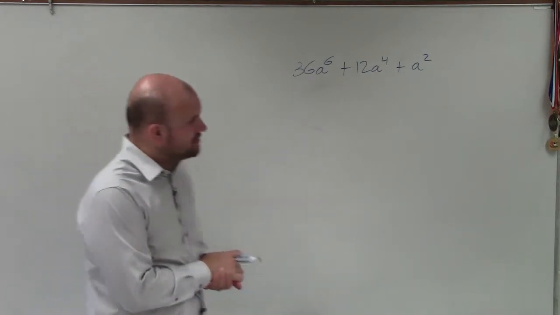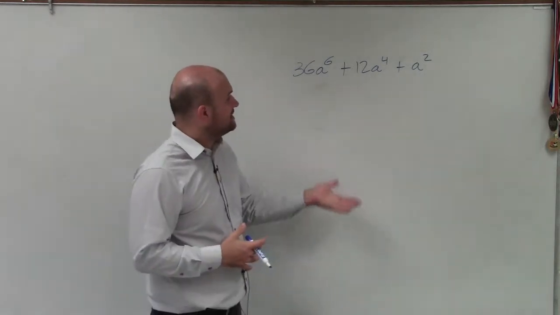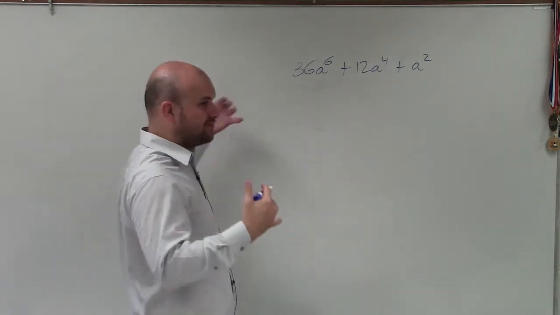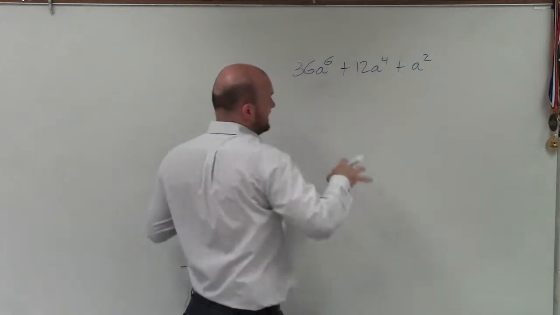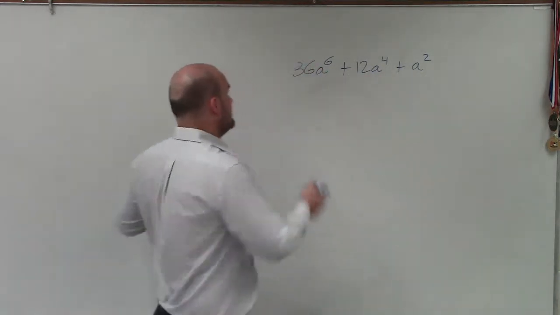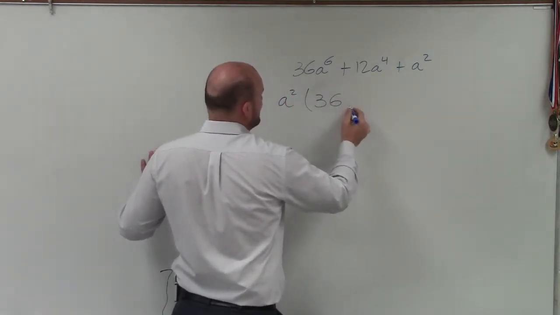Now, before we go and do this, we want to make sure, can we factor out any common terms? Is there anything else I can divide out? Remember, when you're factoring, you're pretty much dividing them out. So I noticed these all share an a, and the highest power that I can factor out would be a squared. So if I factor out a squared, I'll be left with 36a to the what?